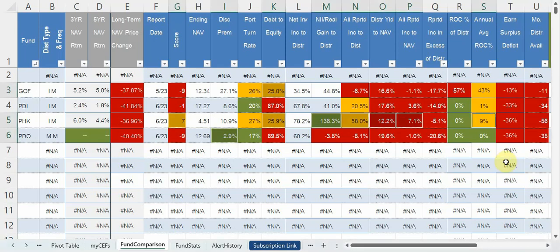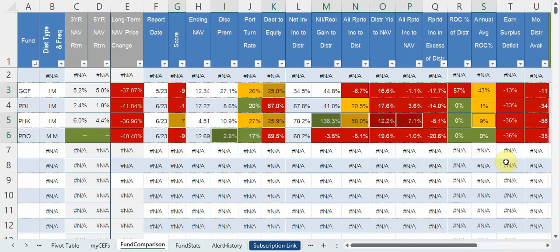These next two are huge: the earnings surplus deficit and the monthly distributions available. The earnings surplus deficit, when this figure is above zero, you have an earnings surplus. When you have a number below zero, you have an earnings deficit. I don't think I need to tell you which condition is most favorable. The monthly distributions available is the earnings surplus deficit converted into its monthly distribution equivalent.